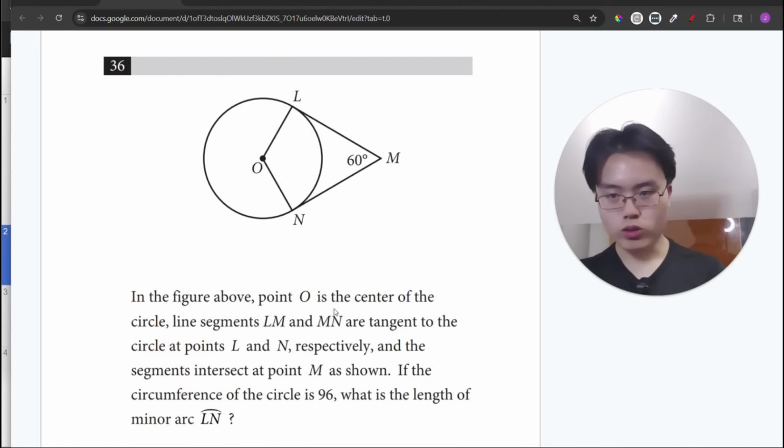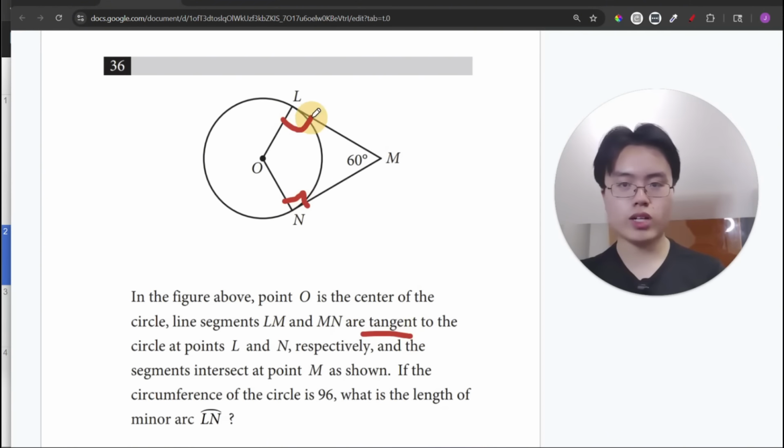Okay, hopefully you tried solving it. It says in the figure above, point O is the center, so we know that's the central angle, basically, of the circle. Line segments LM, L, and the tangent. So right away you see tangent, immediately, oh, right angles. Yeah, these are 90 degrees.